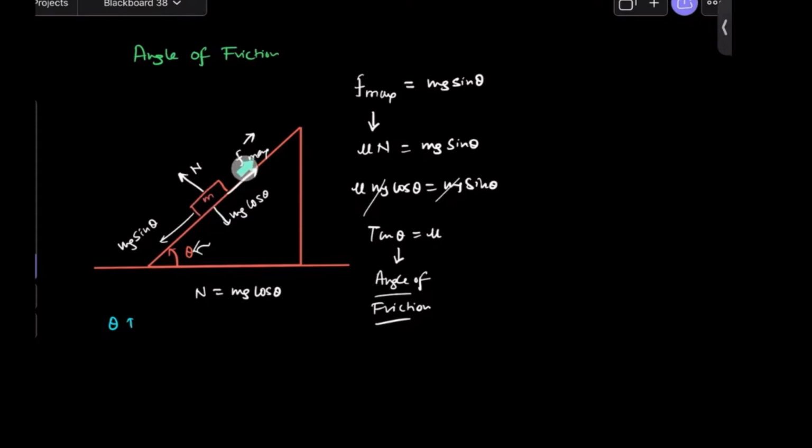At that moment, the friction force is going to be the limiting friction, and we know it is mu times the normal contact force. It is equal to mg sin theta because it is at the verge of slipping. So mu mg cos theta equals mg sin theta. We got tan theta equal to mu. That theta is called the angle of friction. Okay, so copy this, everyone. After copying, tell me.